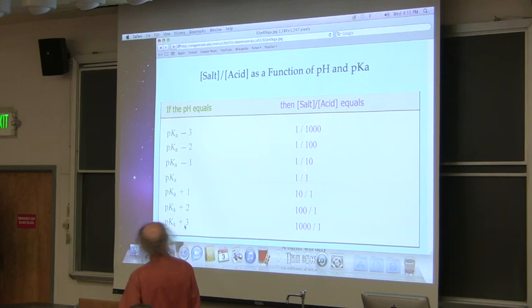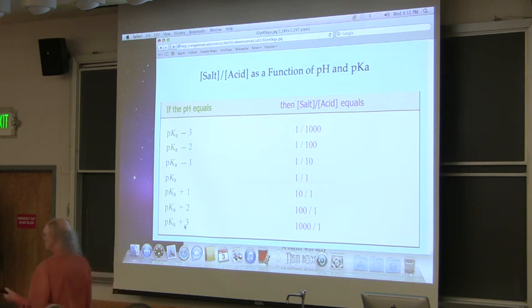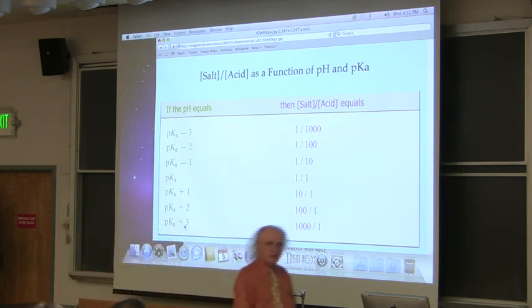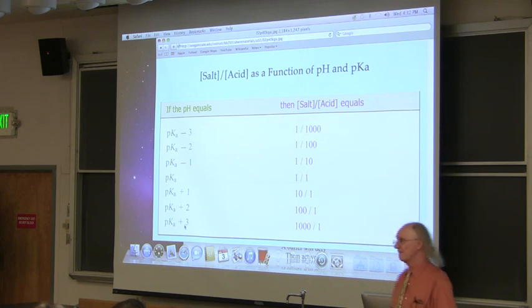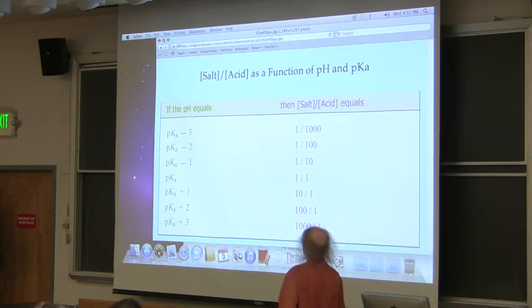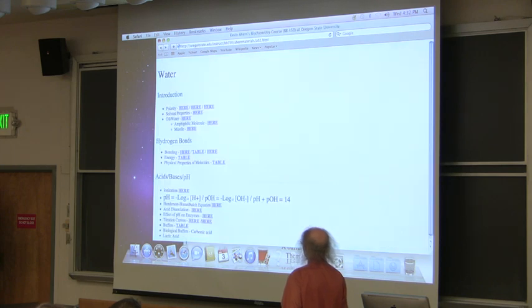So, when we're close to this 1-to-1 ratio, somewhere in this range, we've got pretty good ability to resist changes in pH. Out in these ranges out here, we have virtually no ability to resist a change in pH. Very, very little ability to do that. Okay. That's very cool.